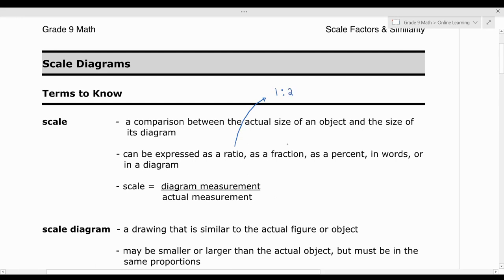You could also state it as a fraction. We've done lots of fraction work. That would be like 1/2. You could also use a percent. So it might tell you that it's been scaled up or down by a certain percentage. So this would be like 50%. And then as usual, you could use words or also just literally have the diagram in front of you.